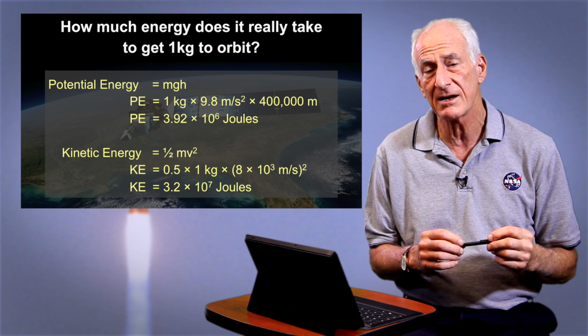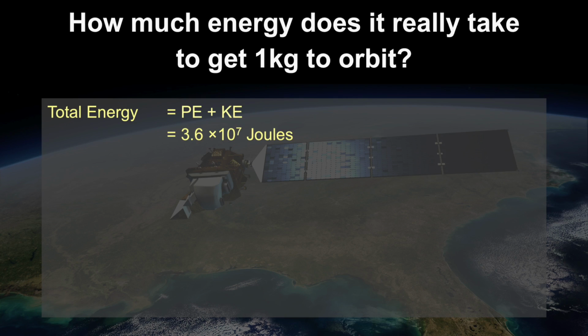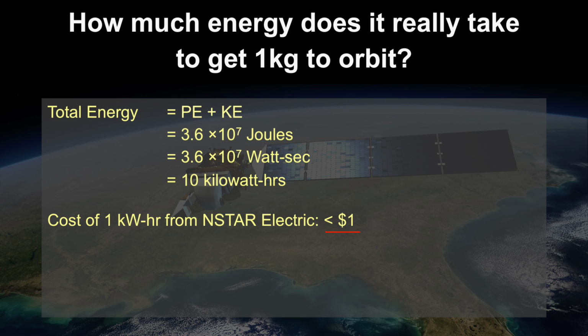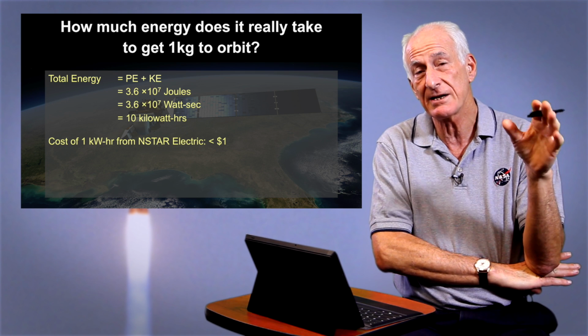So we can see in low Earth orbit, the kinetic energy dominates over the potential energy, but let's add them up together and we get 36 megajoules. Now we're going to convert the energy, because 1 joule per second equals a watt, so 1 joule equals 1 watt second, and 36 megajoules equals 3.6 times 10 to the 7th watt seconds. And we can convert that into kilowatt hours, which is the units that we use to measure electrical energy consumption. Typically, I pay maybe a little more than 10 cents a kilowatt hour. So 10 kilowatt hours costs about $1. That's the amount of energy that it takes to get 1 kilogram into orbit.